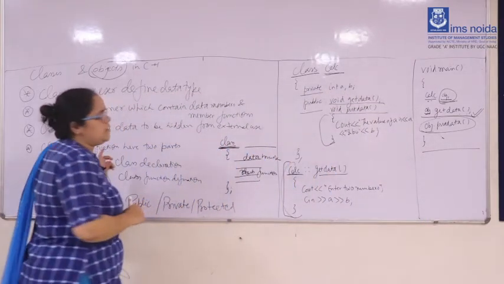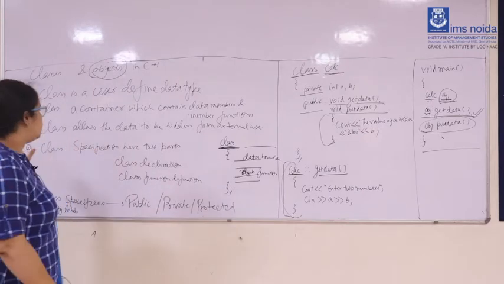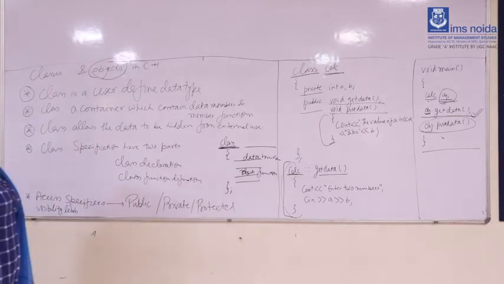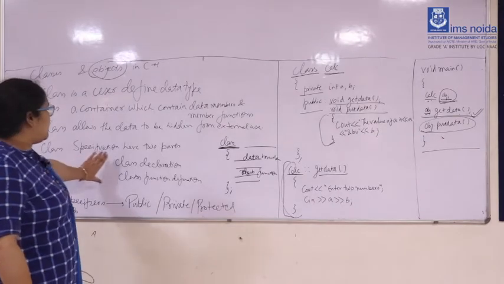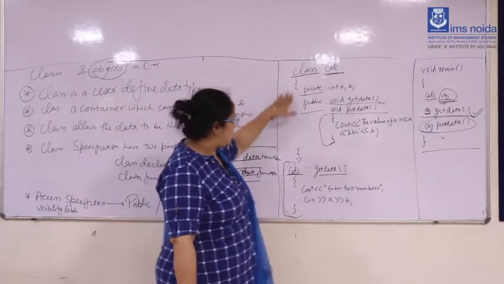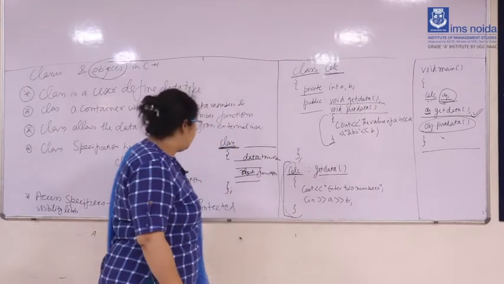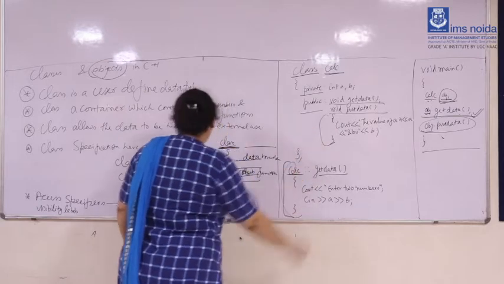So a class is a user defined data type which contains data members and member functions. A class allows the data to be hidden from external use. A class has two parts, class declaration and class function definition. This is the class declaration and this is the class function definition, outside the class or inside the class.